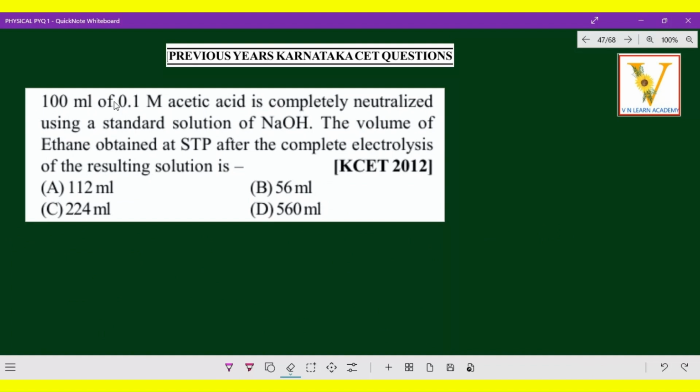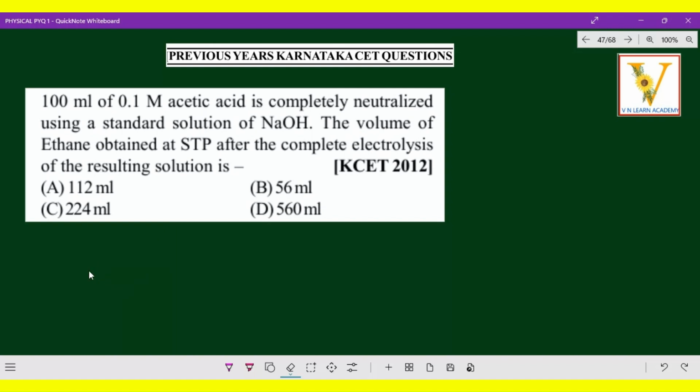100 ml of 0.1 M acetic acid is completely neutralized using a standard solution of NaOH. The volume of ethane obtained at STP after the complete electrolysis of the resulting solution is... Actually, two reactions are involved. One is neutralization, the other is electrolysis. Come on, let us find how to deal with this question.